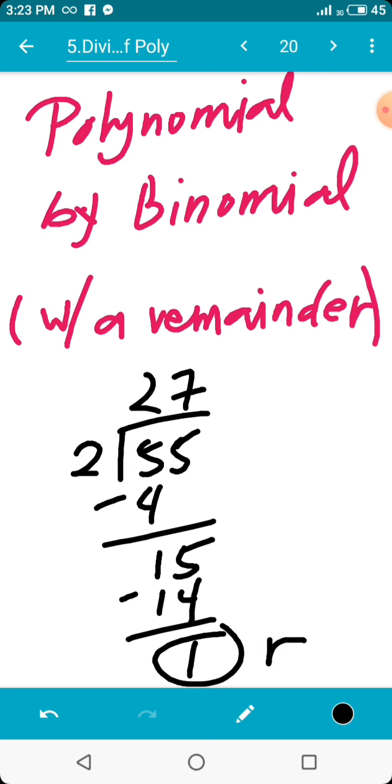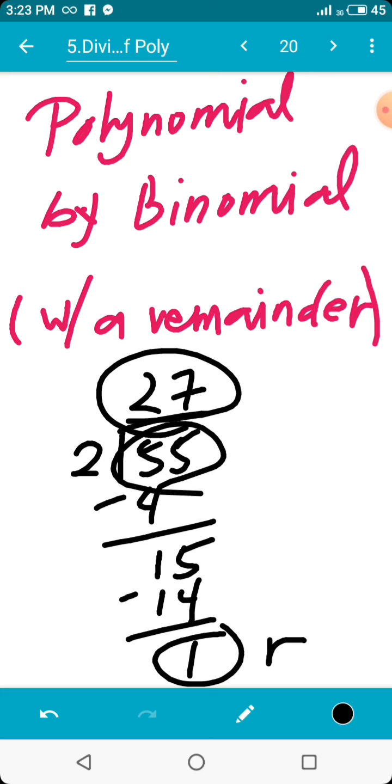So, pag may remainder ang ating polynomial, ibig sabihin, yung nandito sa taas or quotient niya ay hindi factor ng ating dividend. Okay? Kasi nga may remainder siya. So, mamaya, pag nag-divide tayo ng polynomial, so makikita natin yung magiging remainder natin. Okay?